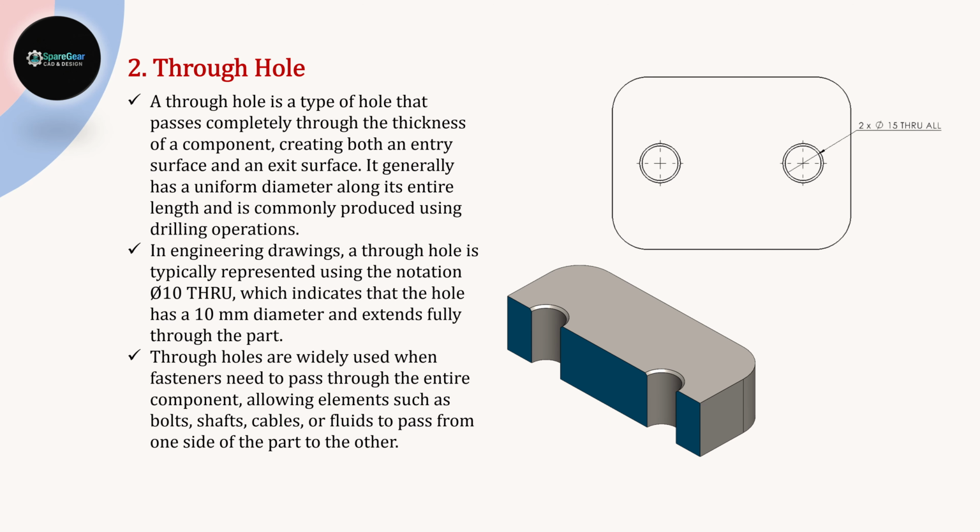A through hole is a hole that passes completely through the thickness of a component. The hole begins on one surface and exits from the opposite surface. Through holes are commonly used in bolt and nut assemblies, where the bolt passes through the component and is secured with a nut. They may also be used for shaft passages, wiring paths, and fluid flow channels. In engineering drawings, through holes are usually represented using the diameter symbol, followed by the word through.